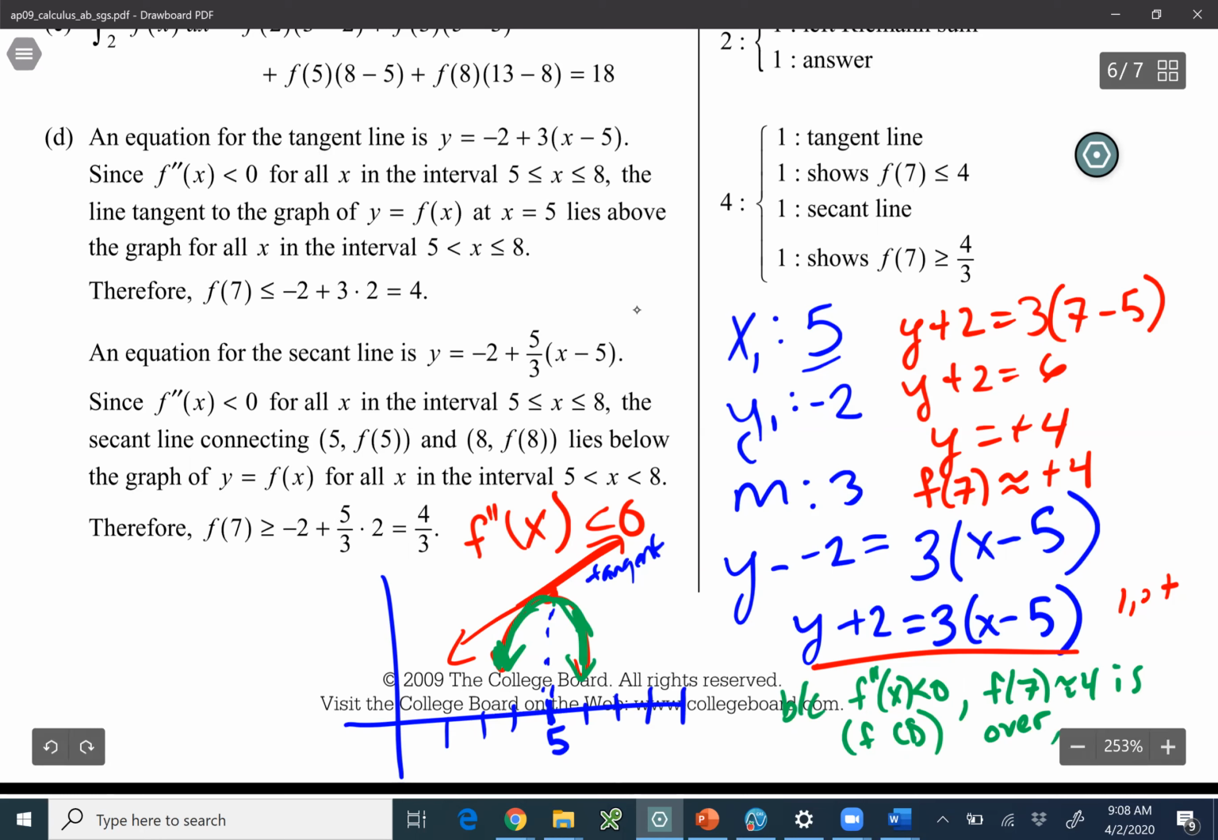So f of 7 must actually be less than or equal to 4 because it was an over approximation, something like that. But essentially, this was a hard point to get. You had to plug in 7 and get 4, but then you also had to mention that it was an over approximation or something along those lines because of the concave down part.